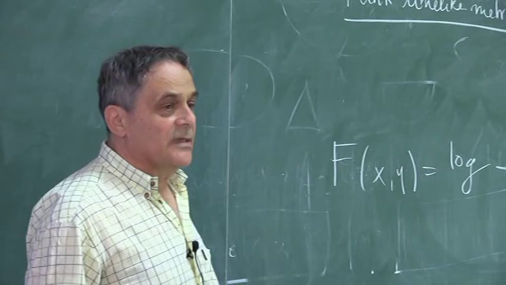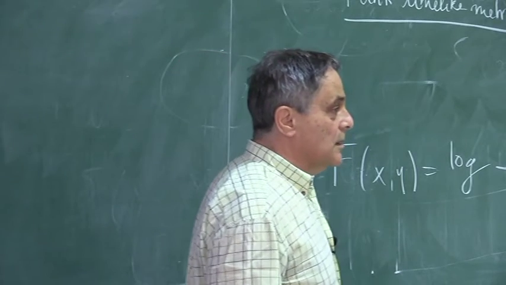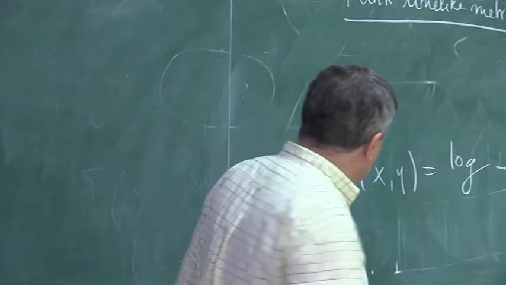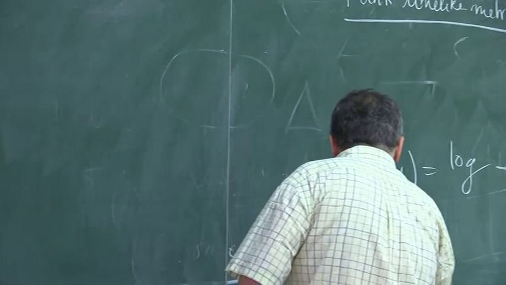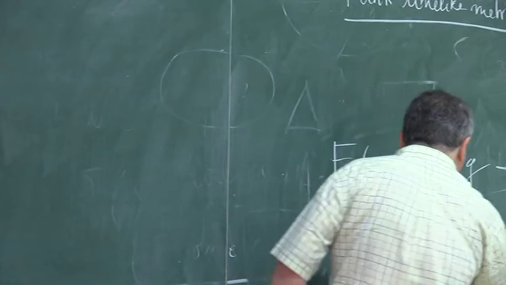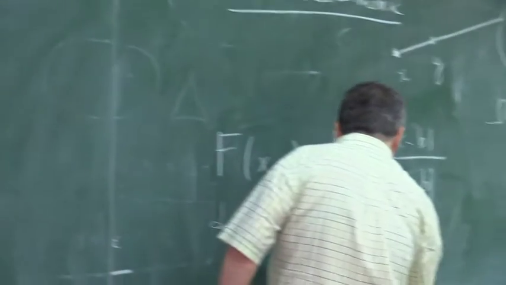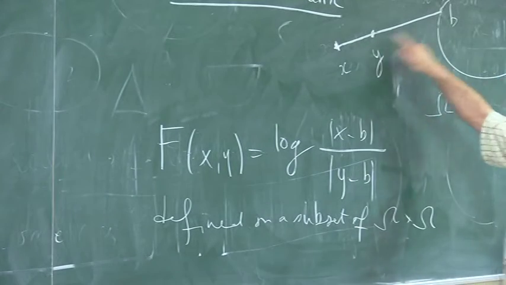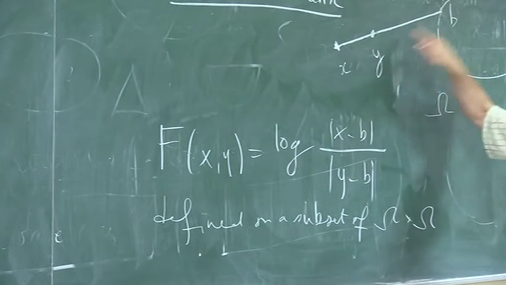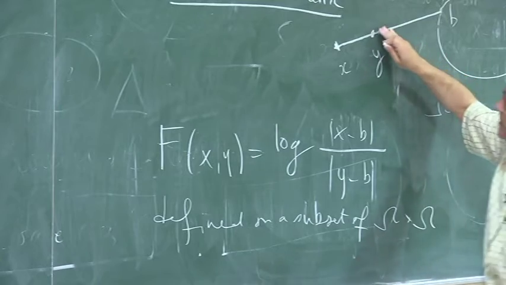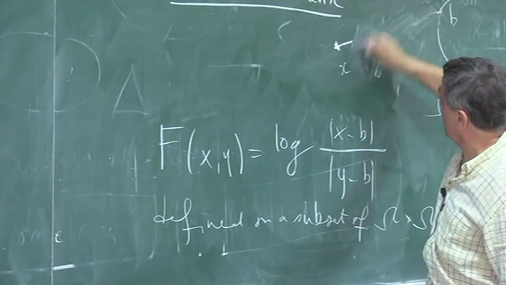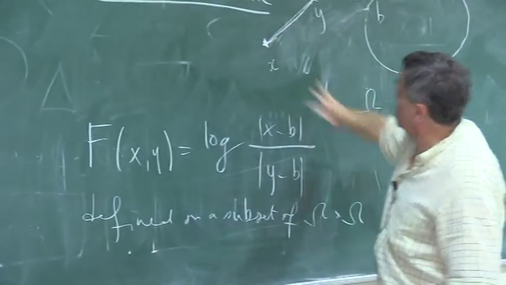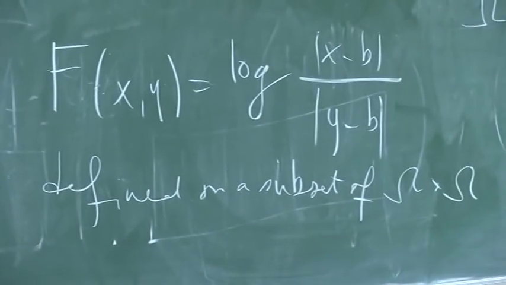And now what do you do with this? Yes, this is a good question. What if there is no such b? So this is defined on a subset of, let's say, omega cross omega. I define it only on the points where this ray hits B. If it does not hit B, then you don't define the metric. You don't define the distance.